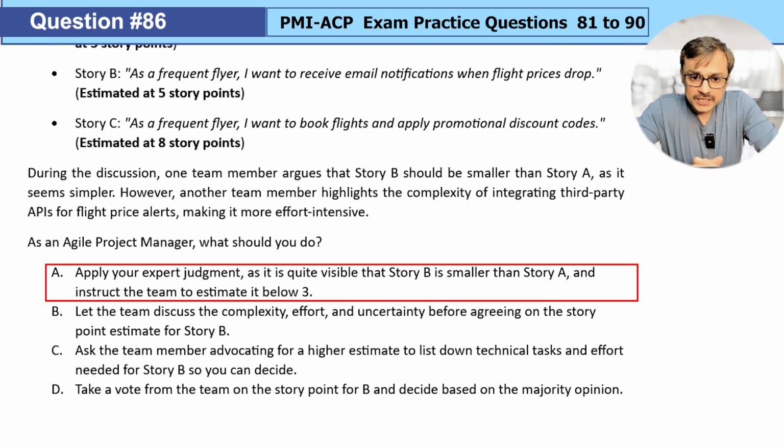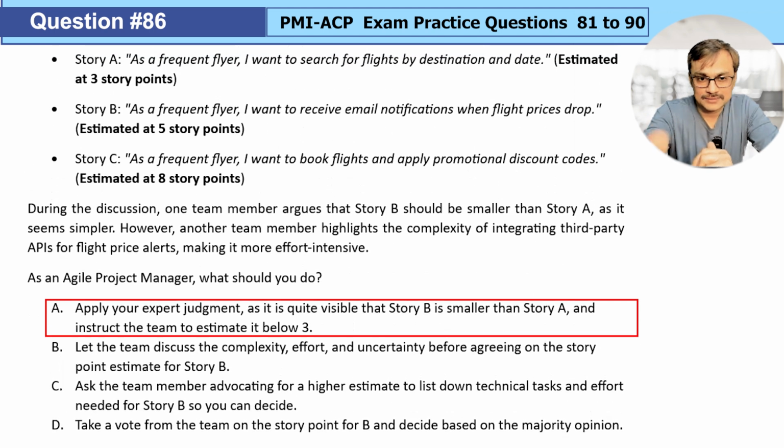Option A: apply your expert judgment, as it is quite visible that story B is smaller than story A, and instruct the team to estimate it below 3. Now, why 3? Because story A is 3. That's the reason. So you can see that story B looks not that complicated. That was the starting point.